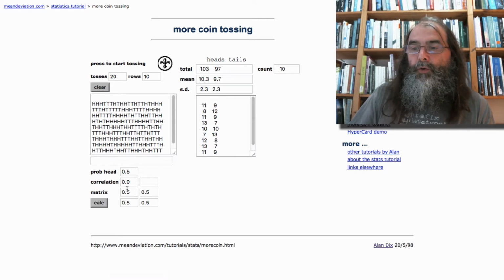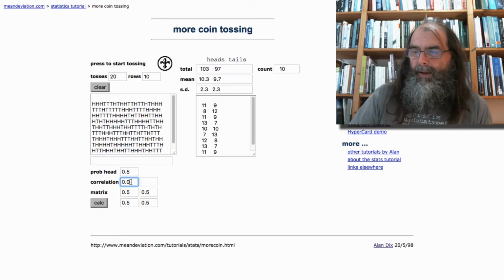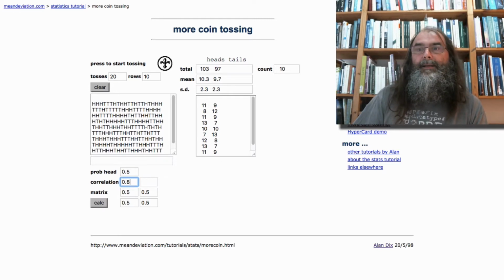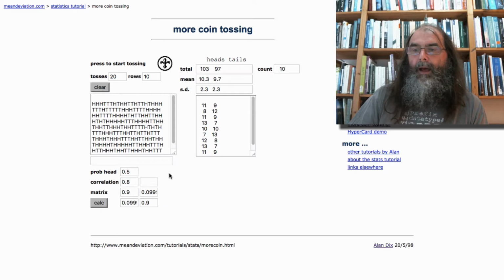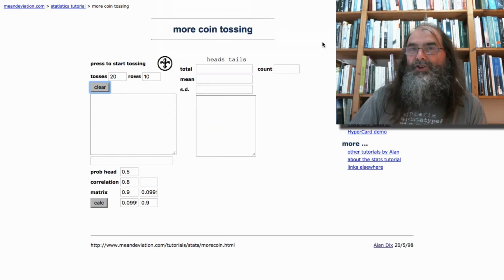And now what we're going to do is play with this correlation again. We're going to keep the probability at 0.5, but I'm going to make that correlation 0.8. So I make it positive. Clear everything, so we're starting from scratch. And let's go and toss.